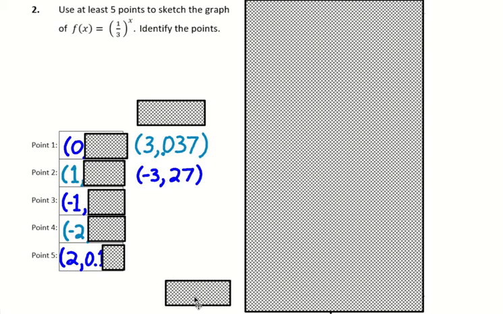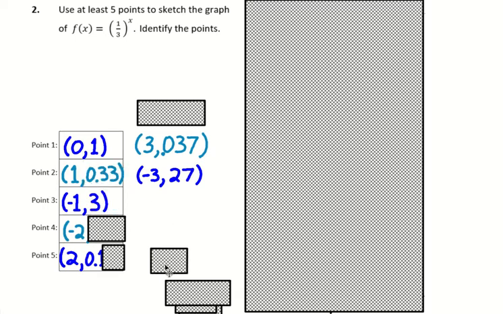And for -3, that's correct. But what happens if you plug in 0 for x? The function's going to equal 1. If you plug in 1, you get about 0.33. If you plug in -1, you get 3.